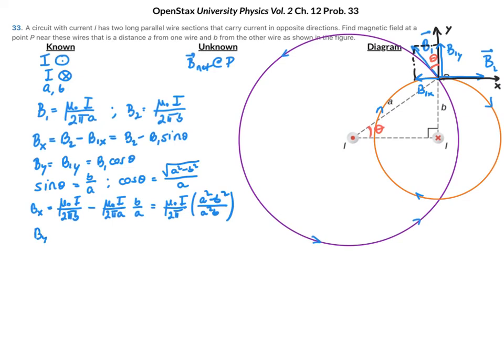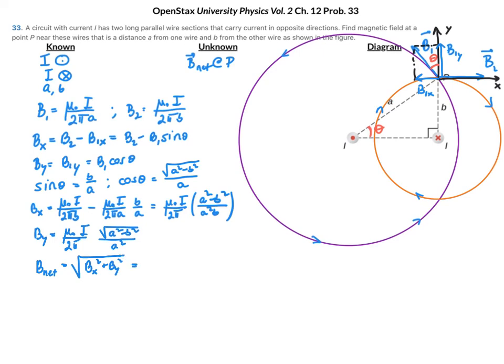By will be mu naught I divided by 2 pi times the square root of a squared minus b squared, divided by a squared. So now we have the x and y components of the magnetic field. That means that B net is the square root of Bx squared plus By squared.